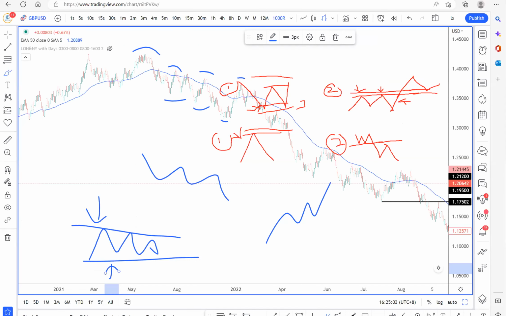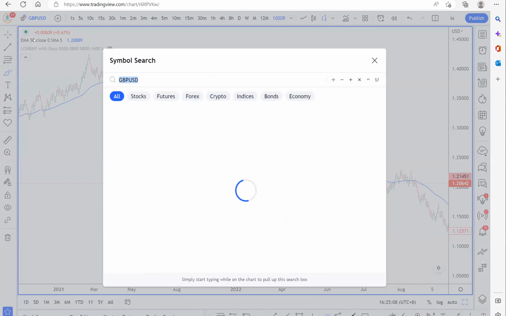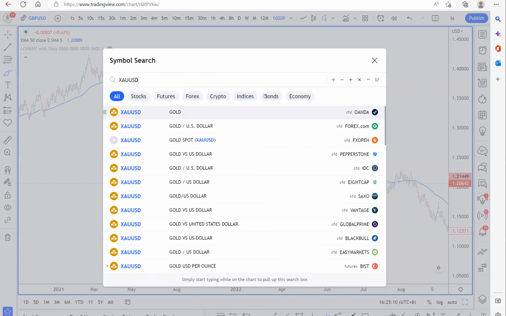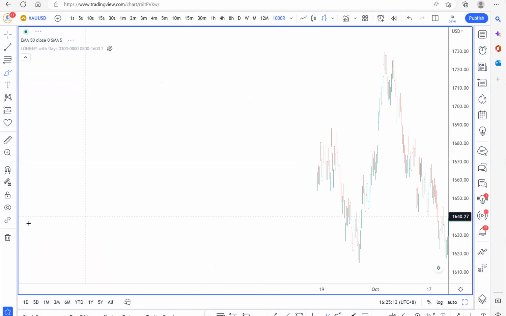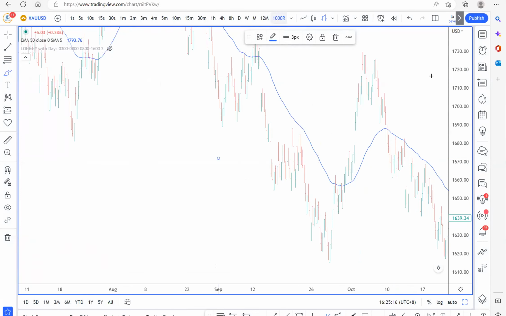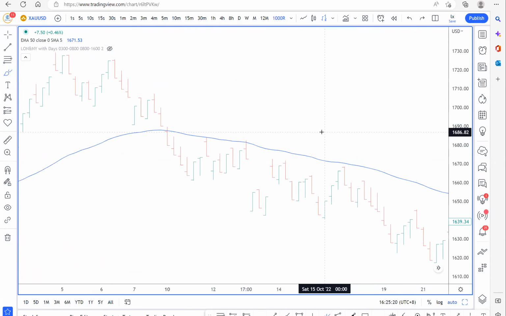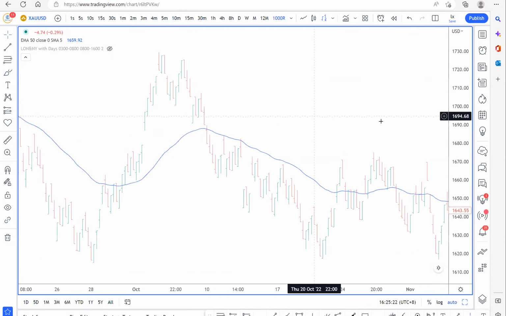Let me just clear this chart. Clear all these drawings as well. So let's take a look at gold. Okay, so I'm on the range bar. This is the 1,000 range, which should represent 100 pips.